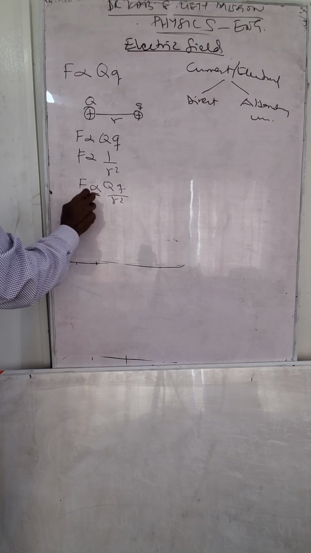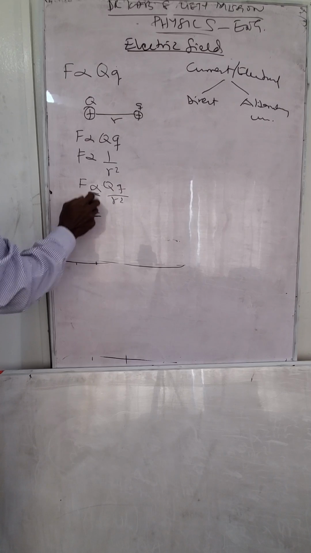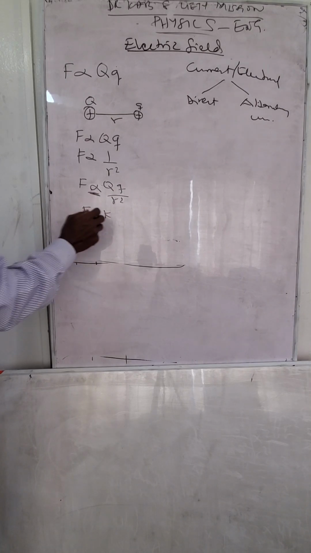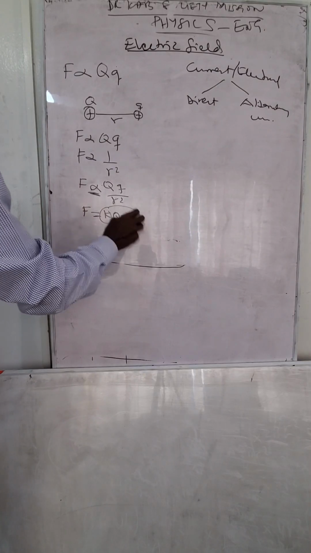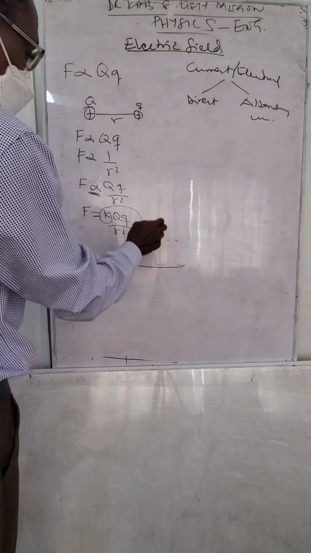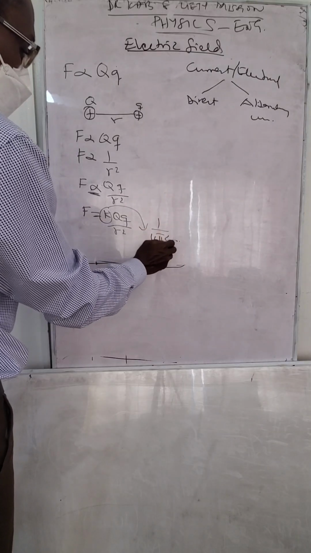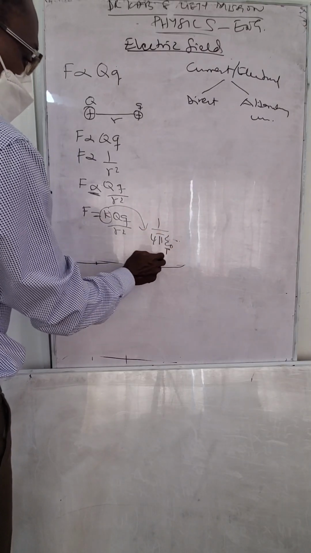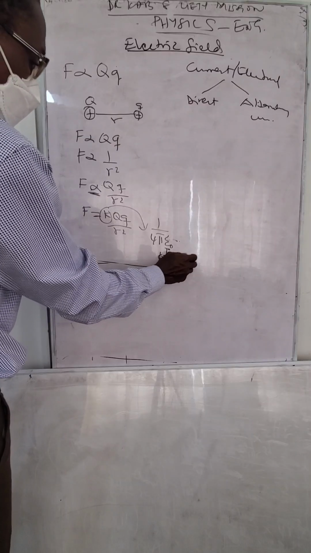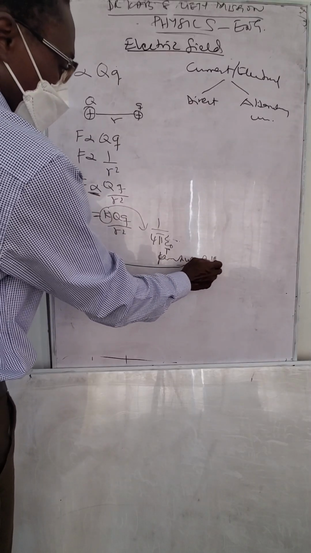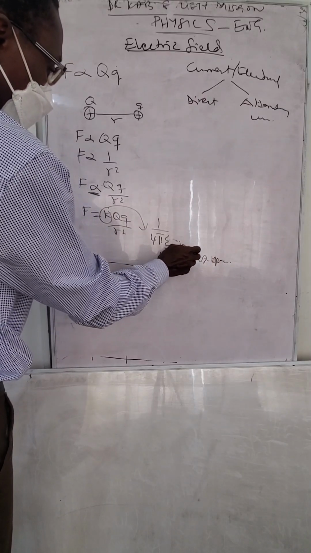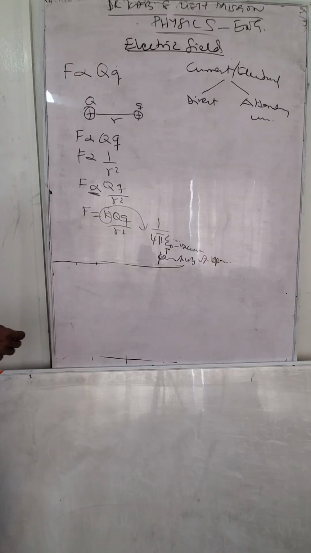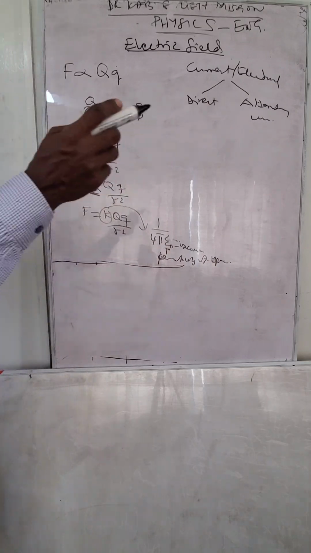Now let's remove this proportionality, and once you put the equal sign there, you must add your constant of proportionality. So Q over R squared. Now this constant has been found to be equal to 1 over 4 pi epsilon naught. This is the permittivity of the space. Of course, when it's zero, it means it's vacuum we are talking about. Right, so that is it.